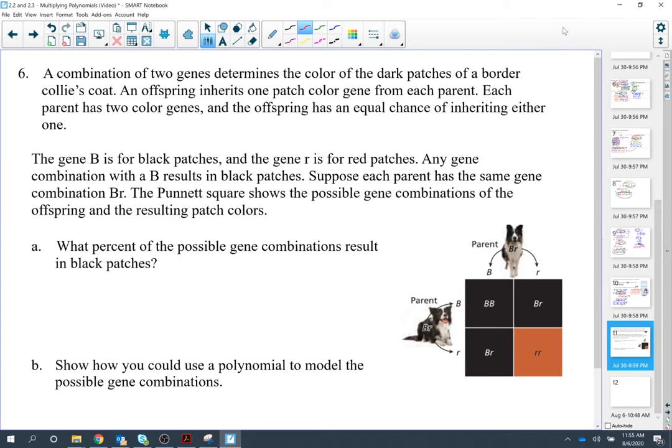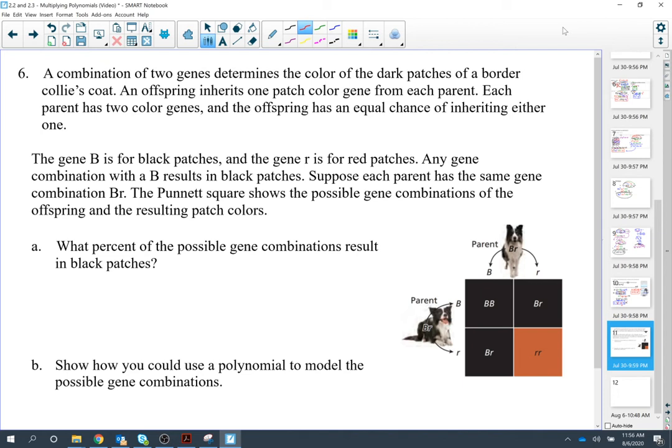Last but not least, getting into a little biology here. A combination of 2 genes determines the color of the dark patches of a border collie's coat. An offspring inherits 1 patch color gene from each parent. Each parent has 2 color genes, and the offspring has an equal chance of inheriting either one. The gene big B is for black patches, and the gene little r is for red patches. Any gene combination with a B results in black patches. Suppose each parent has the same gene combination BR. The Punnett square shows the possible gene combinations of the offspring and the resulting patch colors.